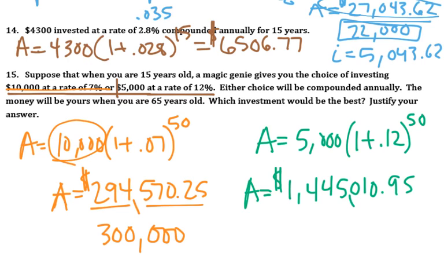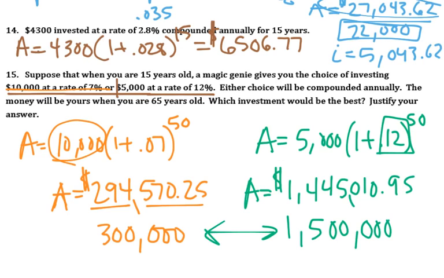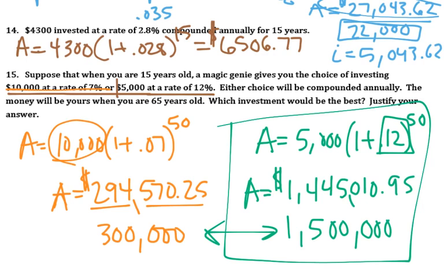Whereas with the other one, we made 1,445,010. So almost 1.5 million. I think it's pretty obvious which one you'd rather do. Because of that higher percent, it's going to end up growing quicker. That's over $1 million more just for having that higher percentage rate. Okay, pretty crazy, huh? So obviously, we want to go with that one.